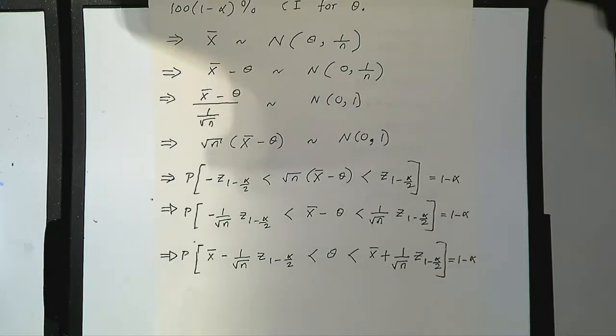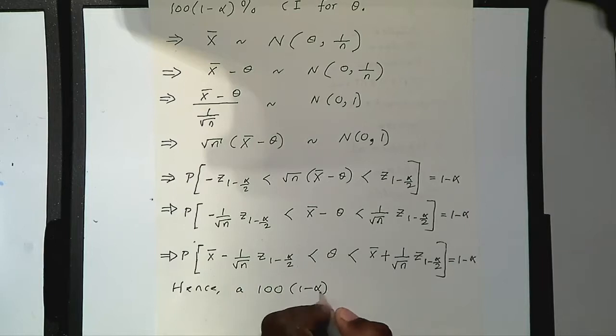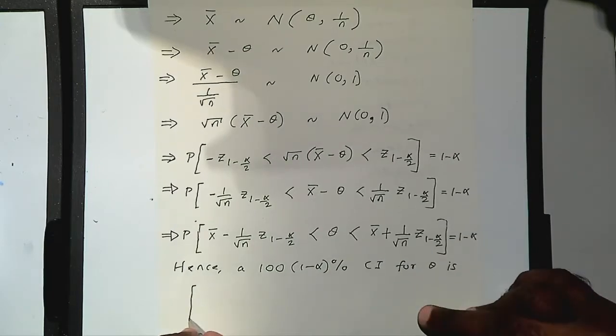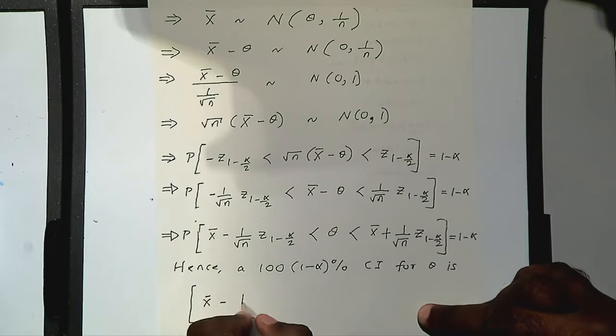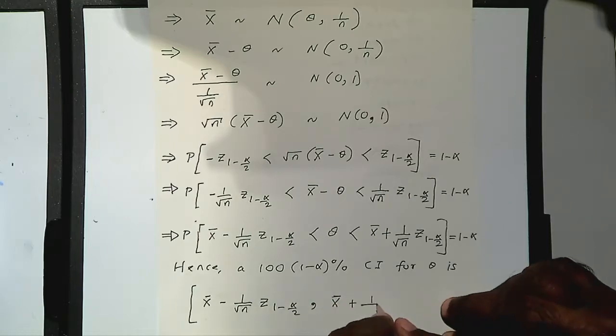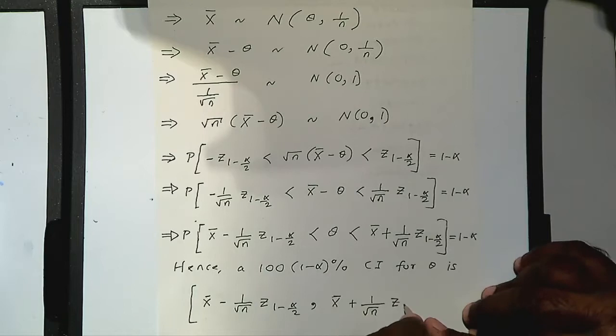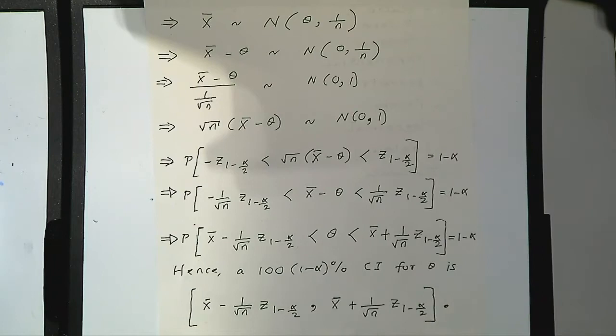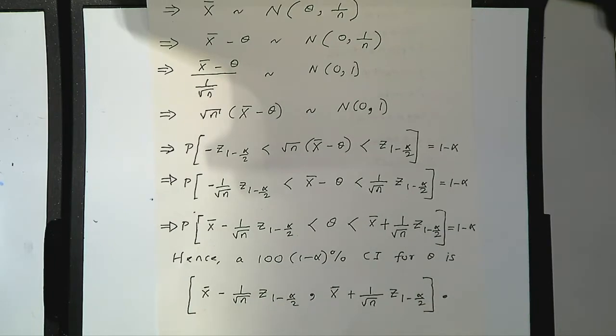Are you with me? So hence the conclusion is the following. Hence the 100 times 1 minus alpha confidence interval is the following. You guys okay with this? So this is pretty straightforward, right?